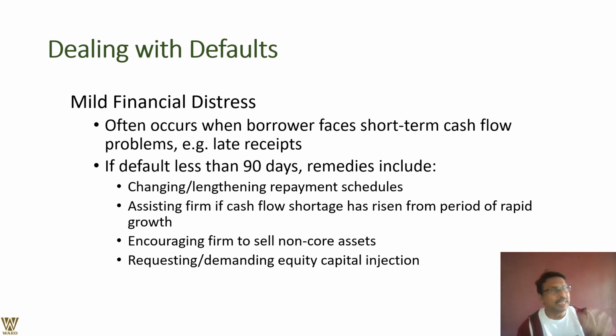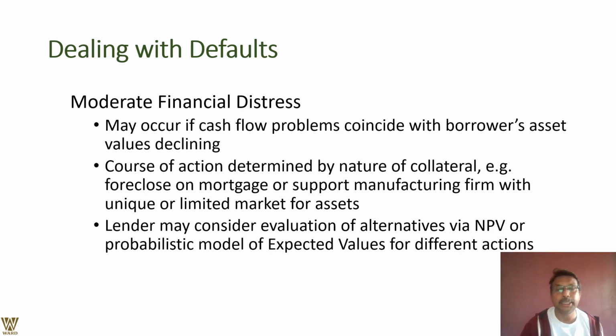If the default is less than 90 days, remedies include changing the length of repayment schedules, assisting the firm if the cash flow shortages have arisen from a period of rapid growth, encouraging the firm to sell non-core assets, and requesting and probably demanding an equity capital injection.